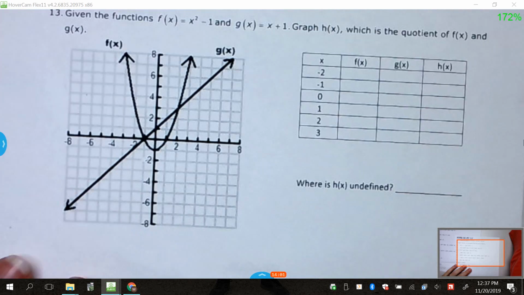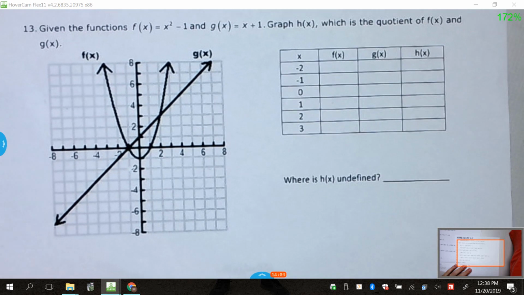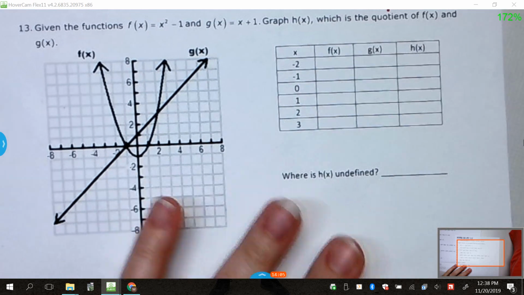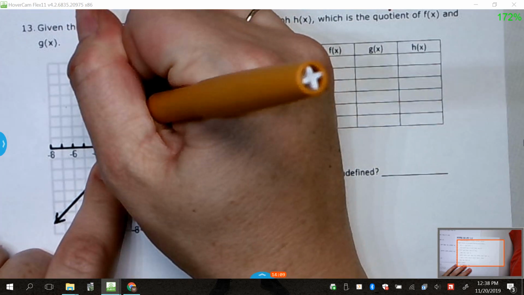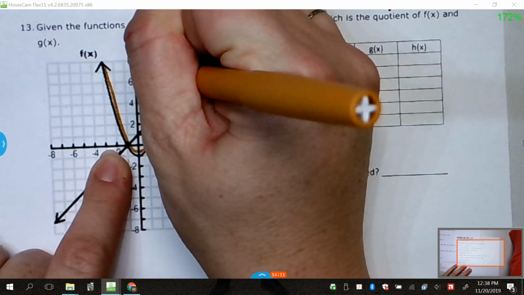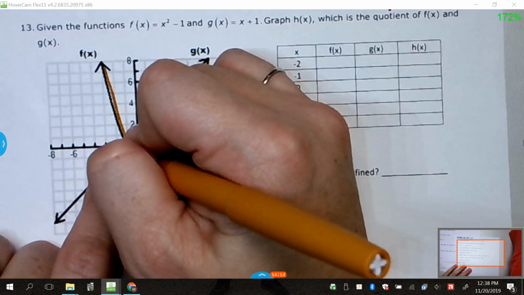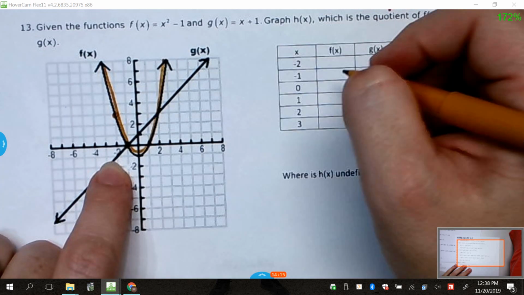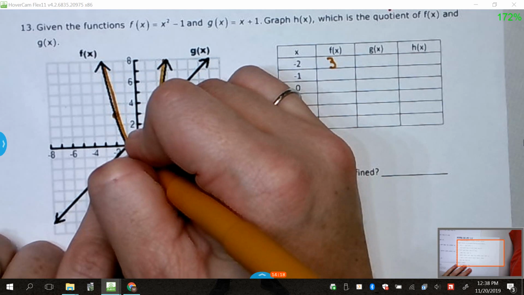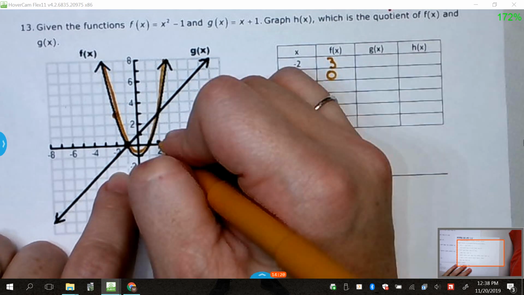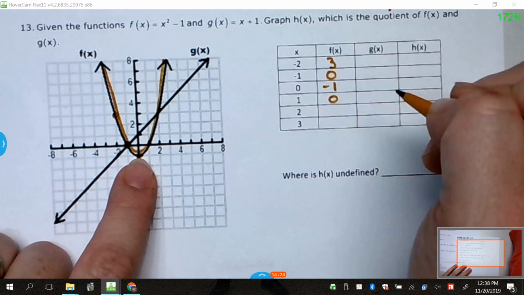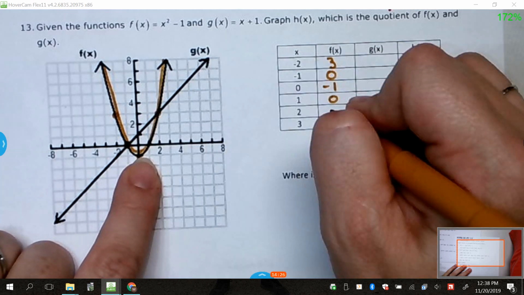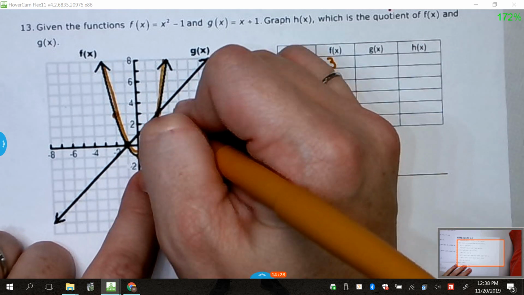Okay, last one on this page is a quotient, which means divide. This one's better labeled. F of x is gold. At negative 2, it's a height of 3. At negative 1, it's a height of 0. At 0, it's a height of negative 1. At 1, it's a height of 0. At 2, it's a height of 3. And at 3, it's a height of 8.